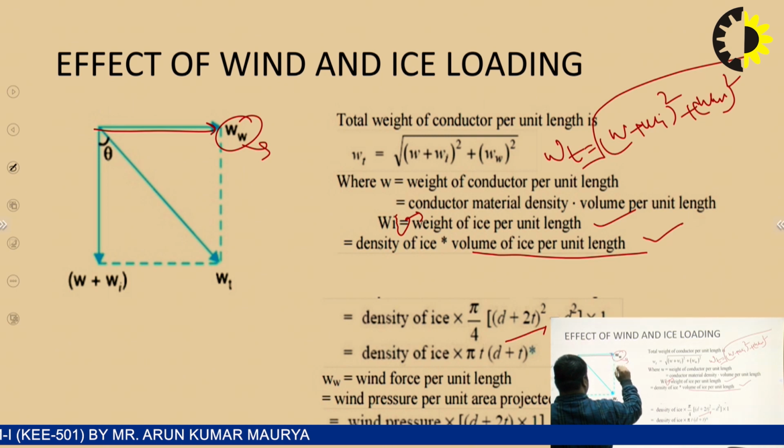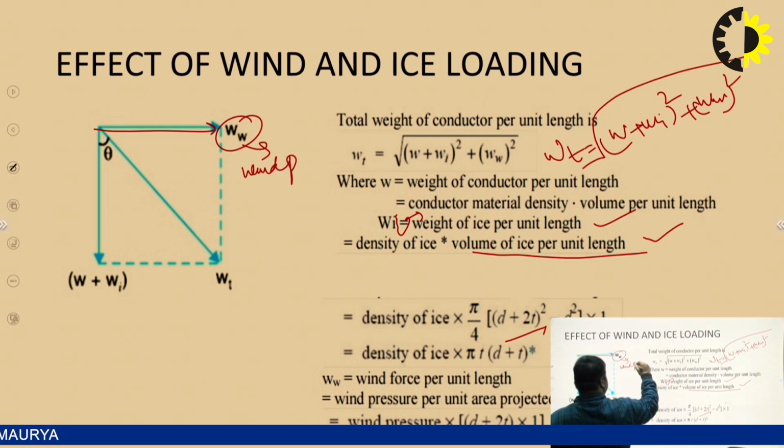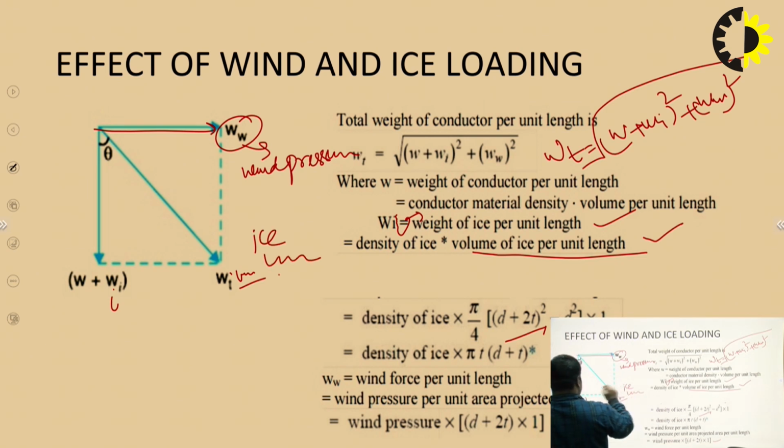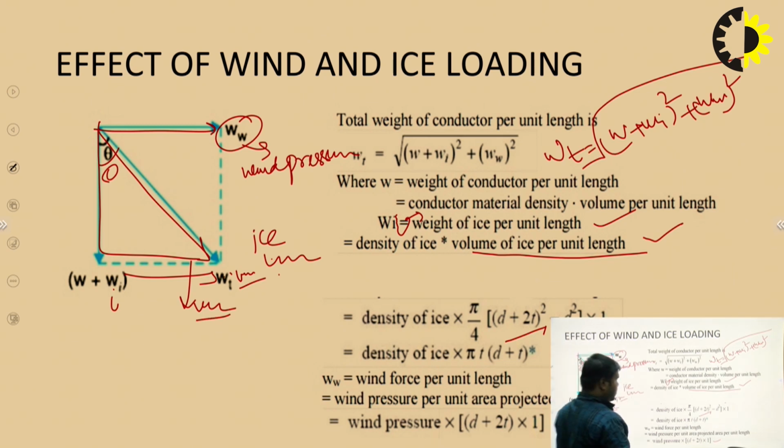This is due to wind pressure, and this is for ice loading. This one, this is theta. So this is the vector effect of wind and ice loading.